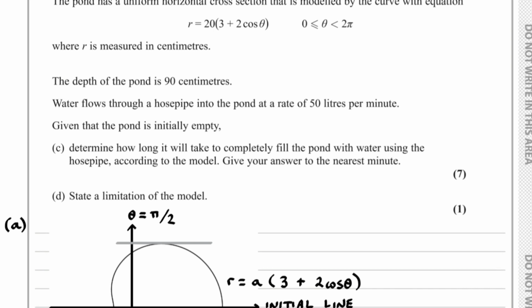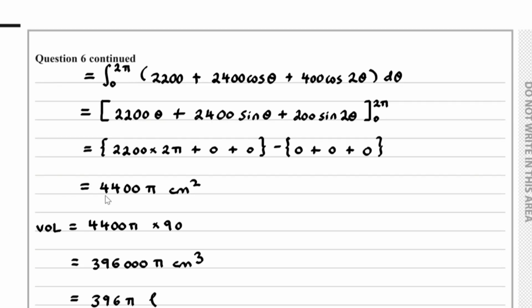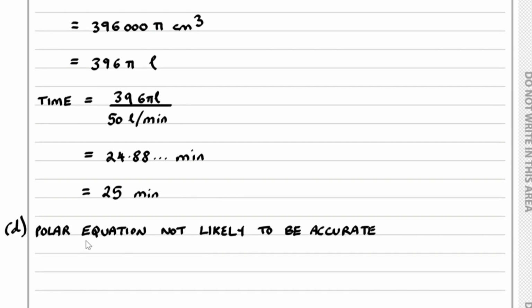Now, for part D, we have to state a limitation of the model. For part D, the polar equation is not likely to be accurate.